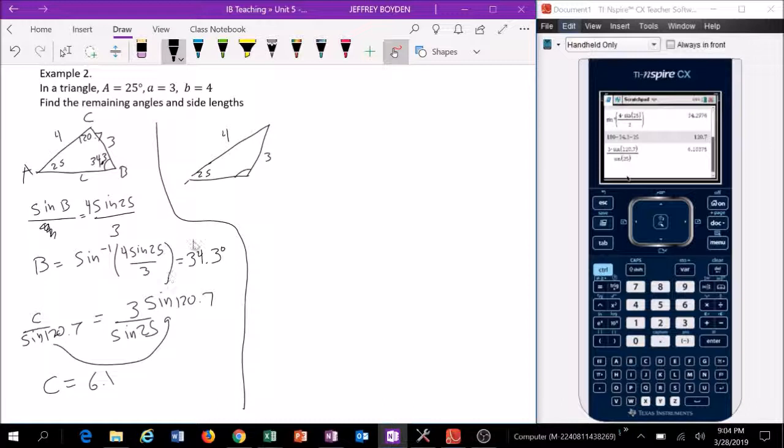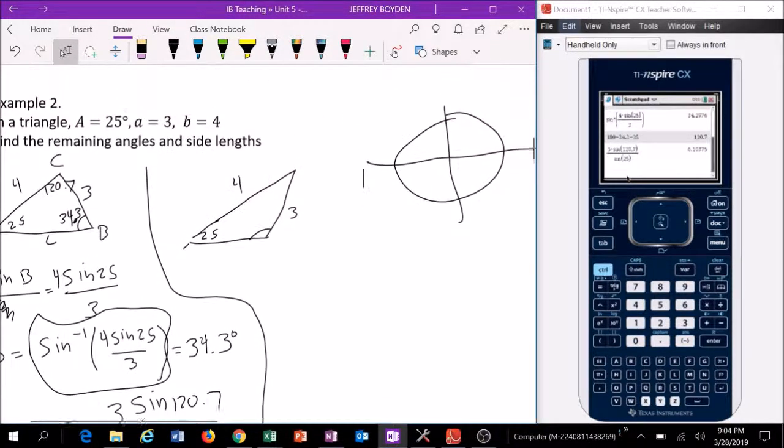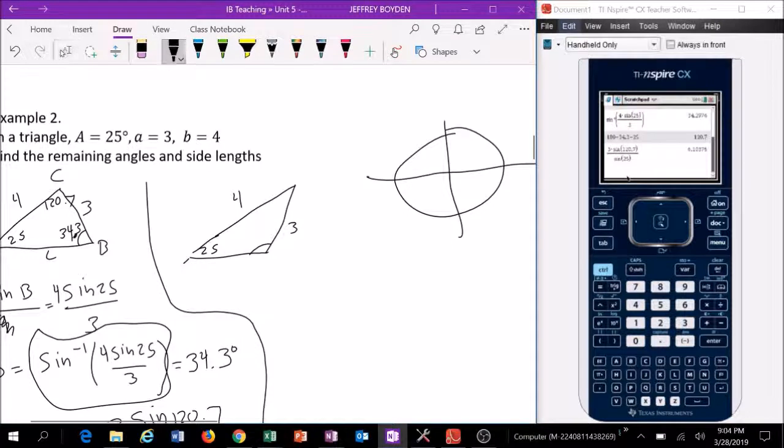So what the heck? Why did the calculator spit out the angle in the triangle on the left instead of the triangle on the right? Well, here's what's happening. When we type in all this stuff, what your calculator functionally is figuring out is the first spot on the unit circle where that's true. So it's looking for whatever that value is, this 4 sine 25 over 3, it's thinking of that as a y value. It's looking for a place on the unit circle where that y value is achieved, and it's finding it right there at 34.3.